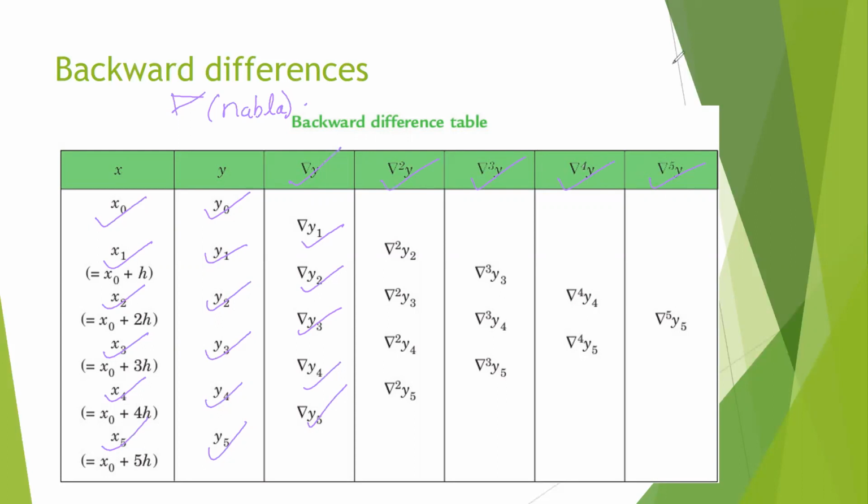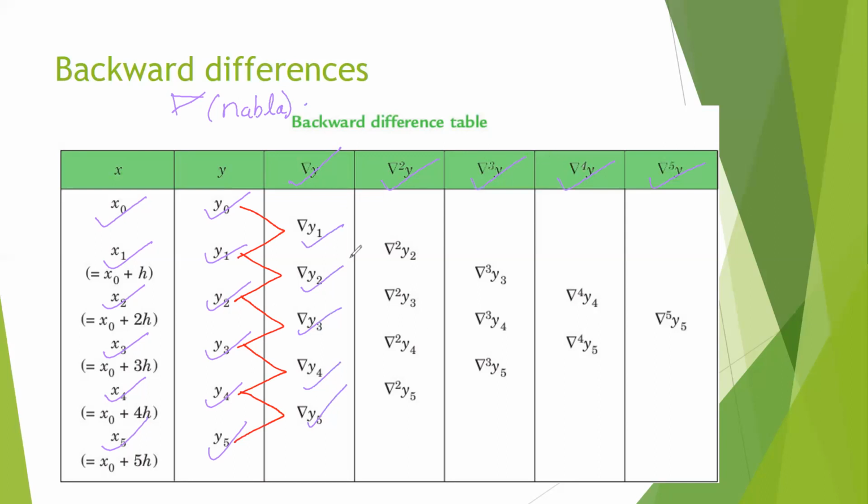What do these differences mean? y1 minus y0 is nabla y1. y2 minus y1 is nabla y2. y3 minus y2 is nabla y3. y4 minus y3 is nabla y4. y5 minus y4 is nabla y5.